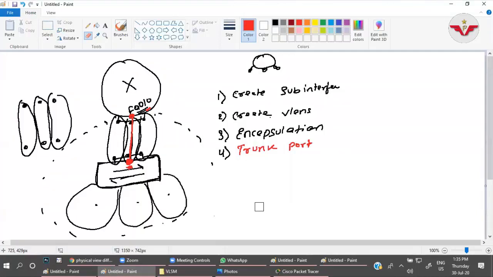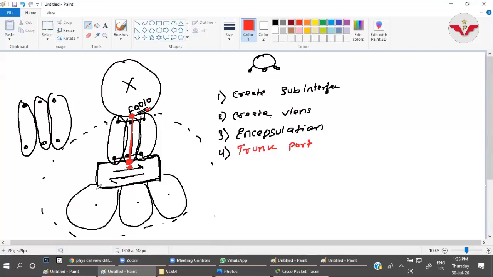Anyone? Access is to... Yes. Trunk is connecting two switches together, but access is to give access to other devices to connect to the switch. Exactly. The logic is absolutely fine.